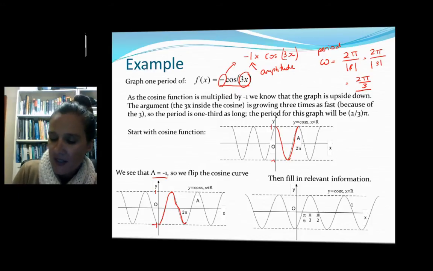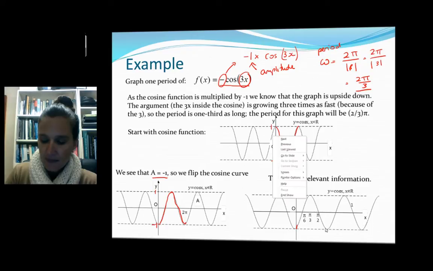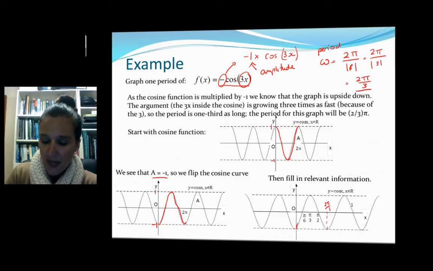So this all gets squashed right down. We have here the end of our period, which will be 2 pi on 3 rather than 2 pi. At halfway we're at pi on 3. We cut through our x-axis at pi on 6, and then again at pi on 2.